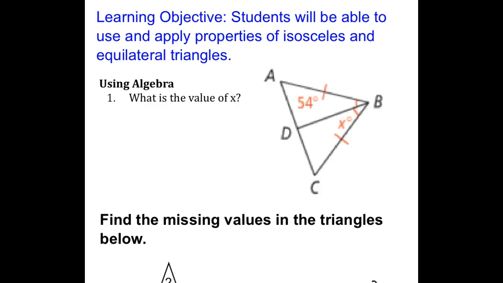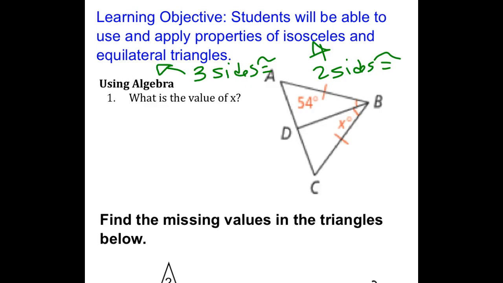of isosceles and equilateral triangles. Remember that isosceles means 2 sides are congruent, and equilateral means 3 sides are congruent. There's a third type of triangle where no sides are congruent. People tend to forget that name. It's called scalene. Okay?